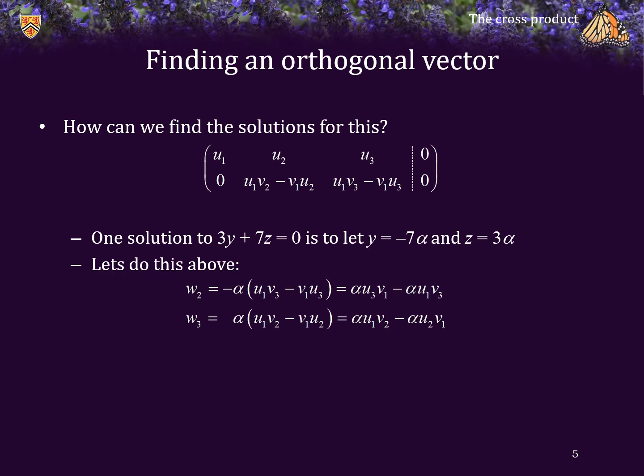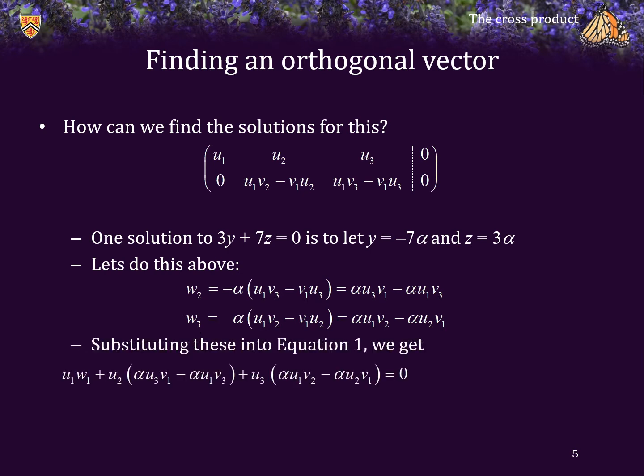Let's do this above. So w2 is going to be negative alpha times the coefficient of w3, which is at entry 2,3. And w3 will be alpha times the coefficient of w2, which is the entry 2,2. And we've expanded both of these and written them so that the u term comes first.